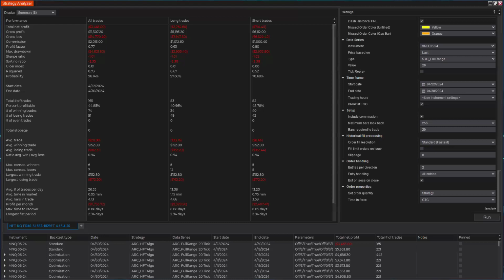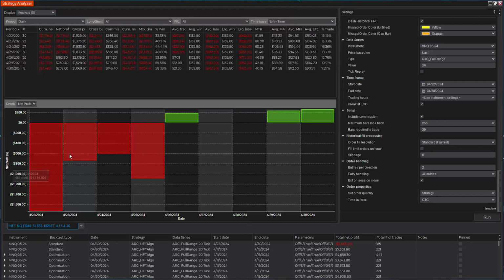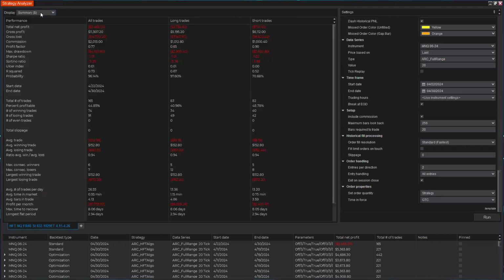Yeah, so let's look at it. It's a bunch of losing days in there. 422 is a big one. And then not terrible, but really not a lot of winning days. So to me, this is not fully optimized yet. You'd have to go back and redo it.